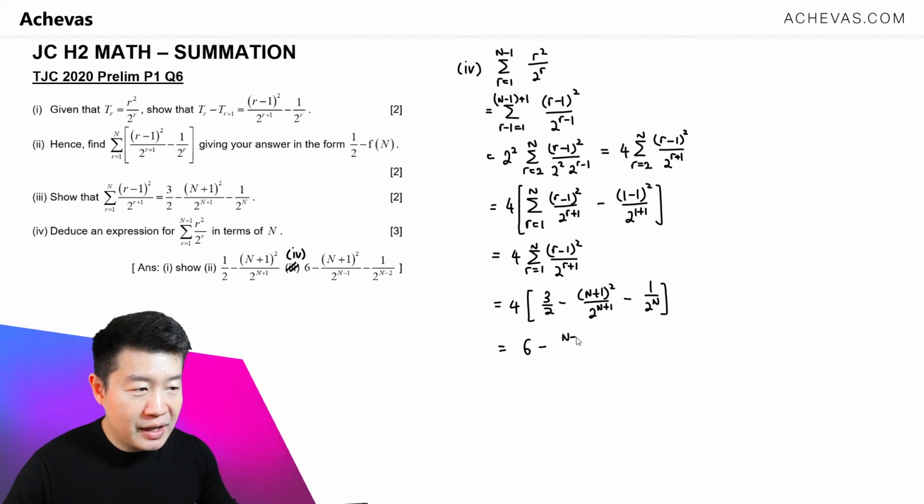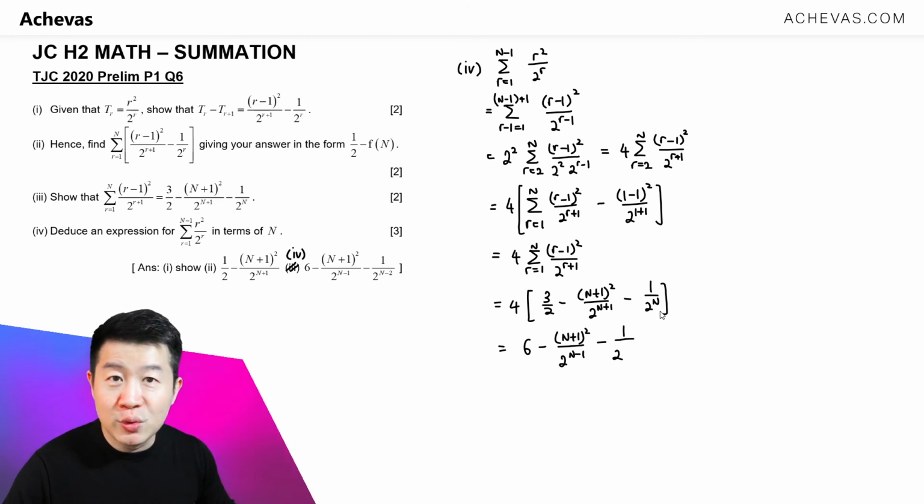So it is going to be n plus 1 square divided by 2 to the power of n plus 1 multiplied by 2 to the power of minus 2. It gives us a 2 to the power of n minus 1. The same for here. It is going to be 1 over 2 to the power of n multiplied by 2 to the power of minus 2 gives me 2 to the power of n minus 2.